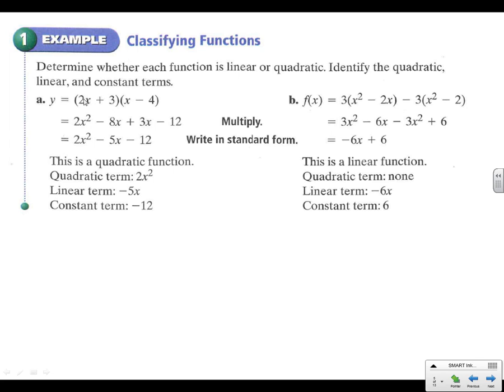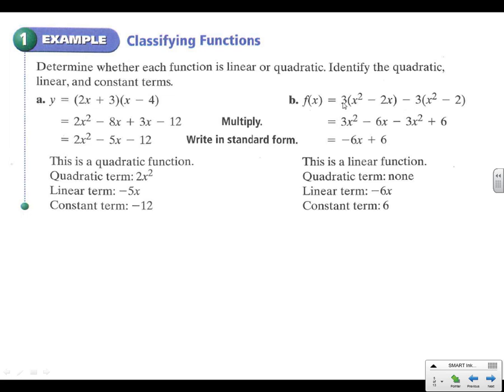If we FOILed this, here we go. First, 2x times x is 2x squared, outside -8x, inside 3x, and last -12. Clean up the middle here, -8 plus 3 is -5, and so we do have a quadratic. 2x squared is the quadratic term. -5x is the linear, and -12 is the constant term. Remember, the signs come with us. Okay, so positive. We could have written a positive in front of the 2x squared. Don't need to write the positive. Definitely have to write the negative.